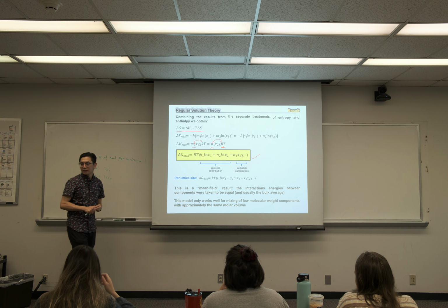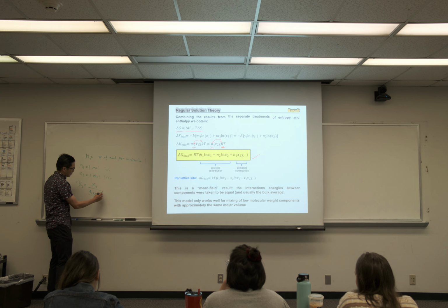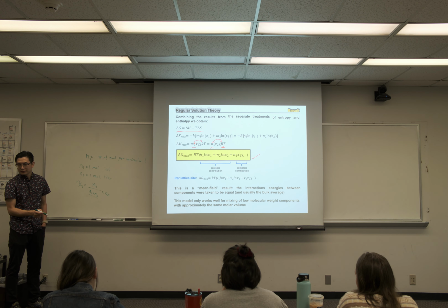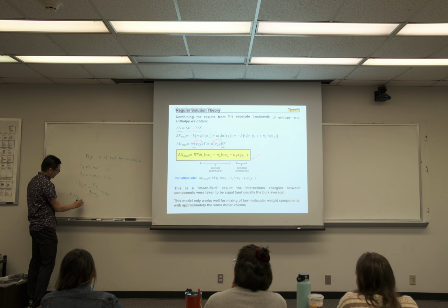So how about now x1? x1 is defined as the fraction, N1 divided by N1 plus N2. So this is just the total moles. In this case, this will be 0.5 or 50%. Right? But the question is how many sites or lattice sites there are during the mixing.